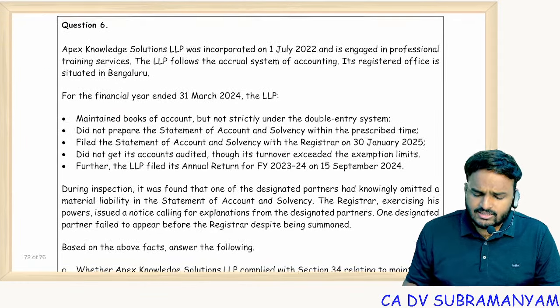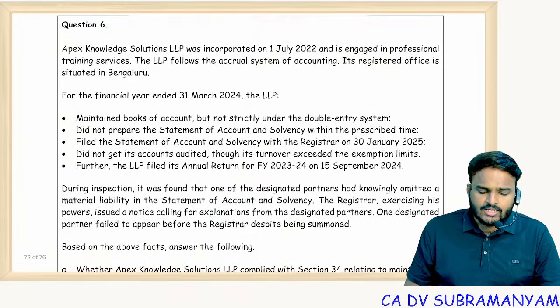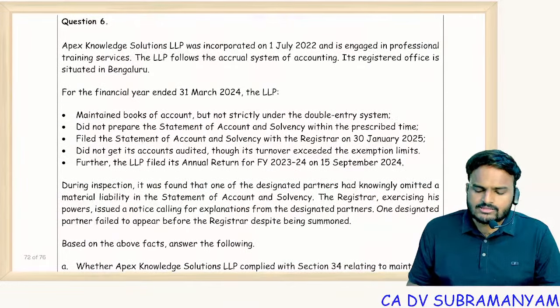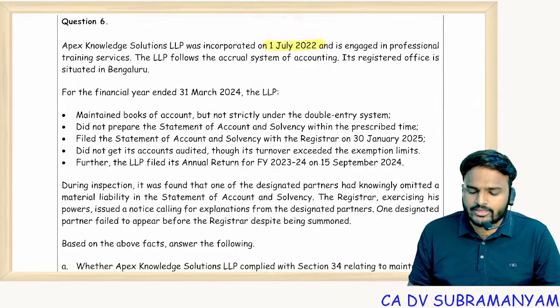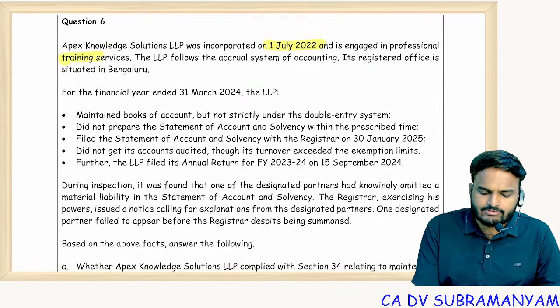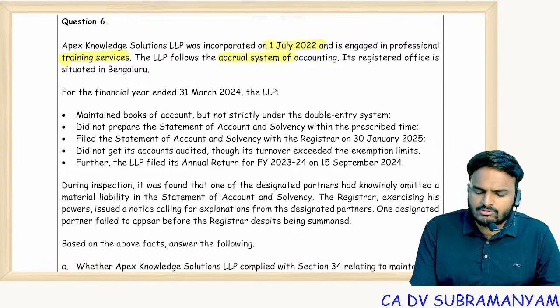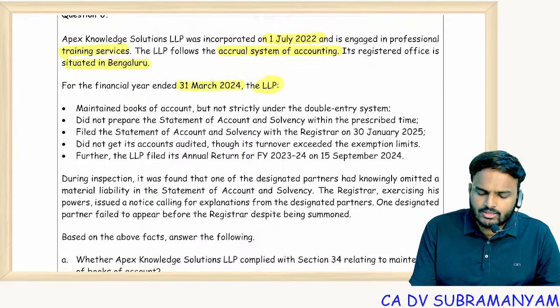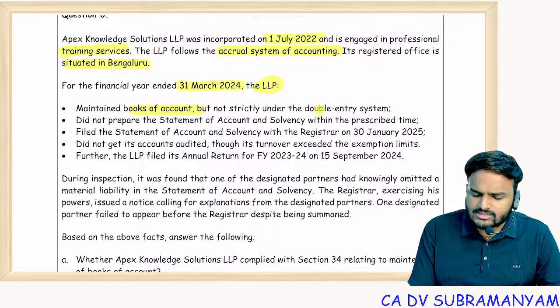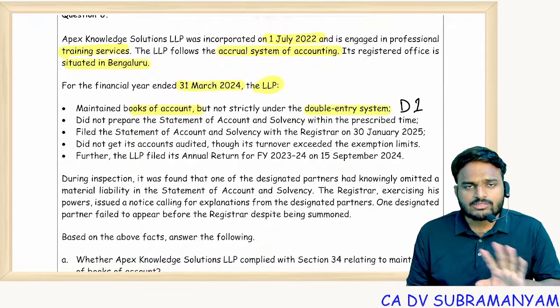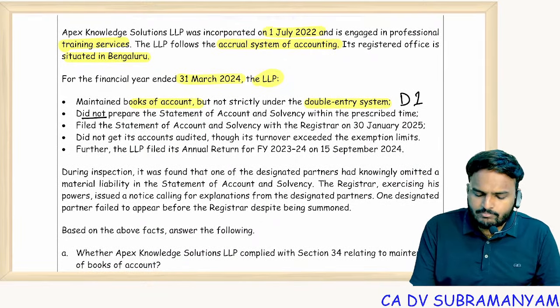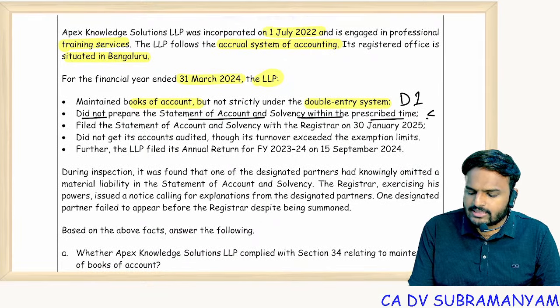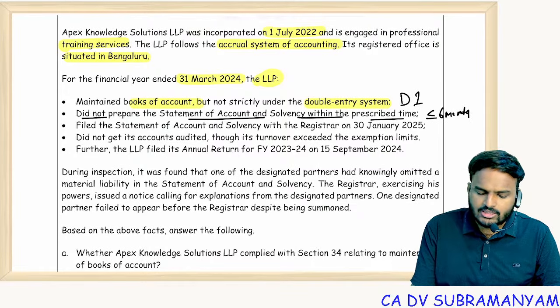Based on this, let's see one exceptional question. Apex Knowledge Solutions LLP was incorporated on 1st July 2022 and is engaged in professional training services. The LLP follows the accrual system of accounting. Its registered office is situated in Bangalore. For the financial year ended 31st March 2024, LLP maintained books of accounts not strictly under double entry system, default 1. Cash basis allowed, but single entry system not allowed. Did not prepare statement of accounts and solvency within the prescribed time of 6 months from the closure of financial year, default 2.